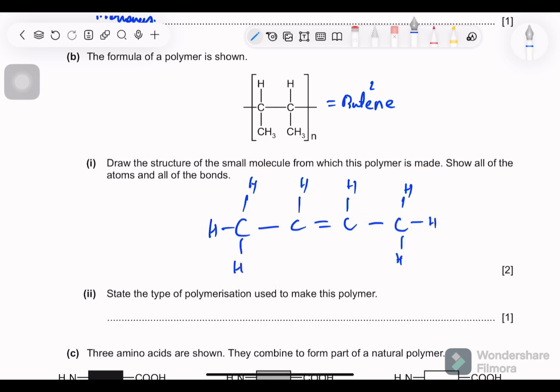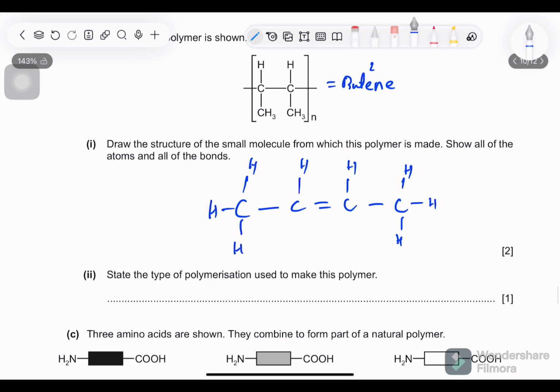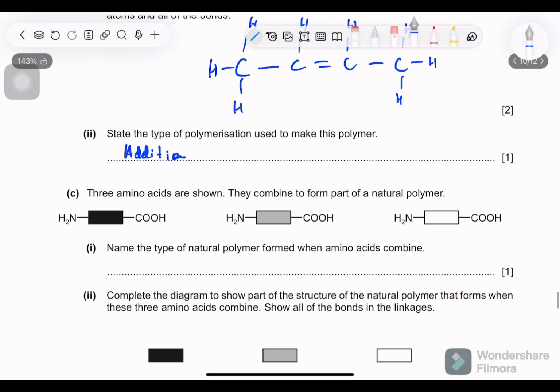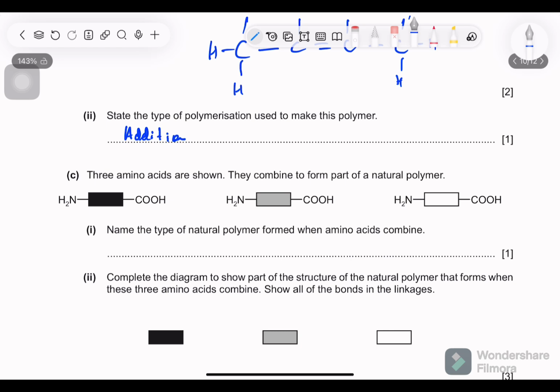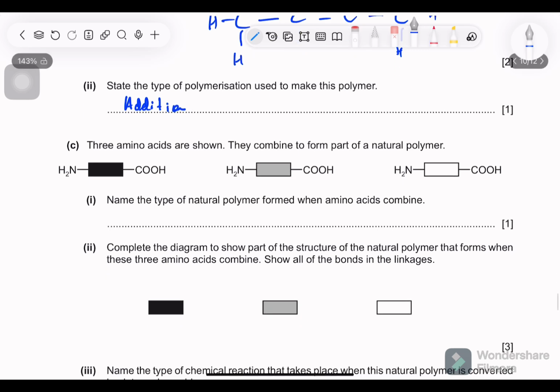Okay, state the type of polymerization used to make this polymer. This is addition polymerization in which a double bond is broken and no additional product is formed. Addition. Three amino acids are shown. They combine to form part of a natural polymer. Name the type of natural polymer formed when amino acids combine. We know this is protein. Amino acids are monomers of protein.